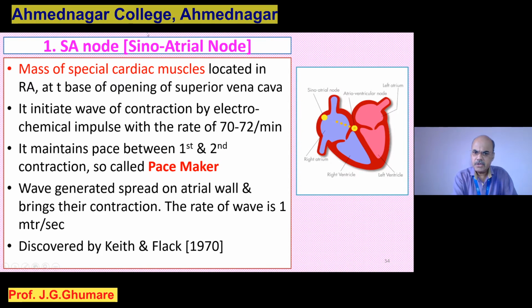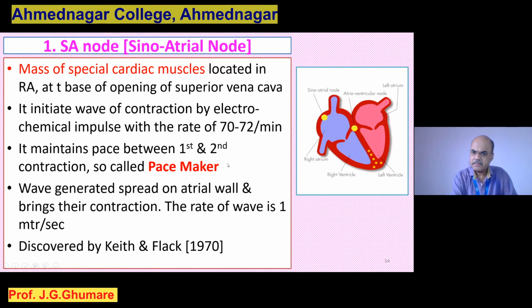The rate will be 70 to 72 per minute. That way, we'll have a heart rate of 70 to 72 beats per minute. It maintains the pace between the first and second contraction. See here, the wave passes all over the way like this, and only then does it produce the second impulse. So it is called a pacemaker. As it makes the pace, it is called a pacemaker.